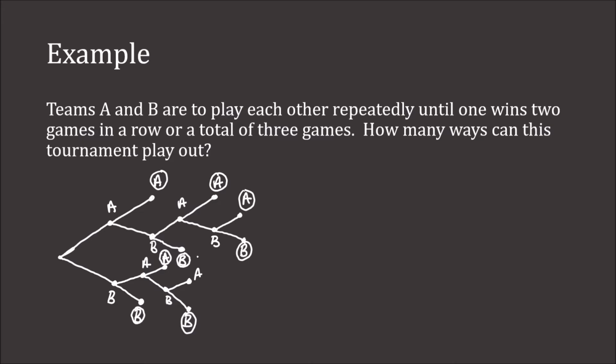If A wins, there are 2 outcomes. A wins, or B wins. If A wins, the tournament is over. A has won 2 in a row. If B wins, the tournament is over. B would have won 3 games. So to determine how many, let's take a look. We have 1, 2, 3, 4, 5, 6, 7, 8, 9, 10. There are 10 possible ways this tournament can play out.